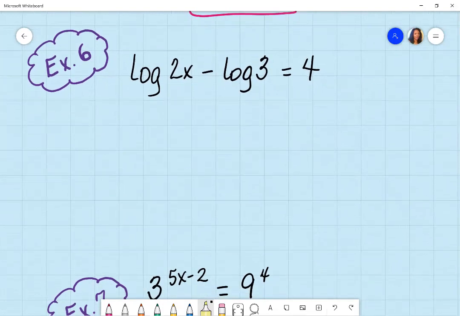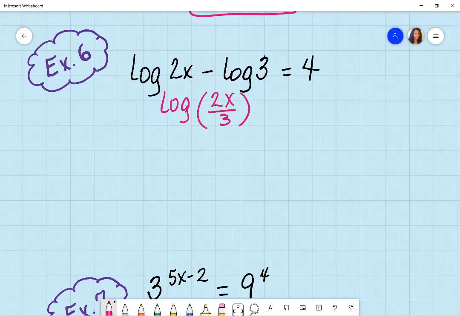For the next one, we're doing the same thing. The only difference is we have a subtraction sign. So let's go ahead and divide this time. Log, take the values, 2x divided by 3, set it equal to 4. You don't see it, but there's a base 10 there. So now you can still rewrite this in exponential form. You just have to keep up with knowing that if there's a log there without a base, it's automatically 10. So 10 raised to the 4th power is equal to 2x divided by 3.